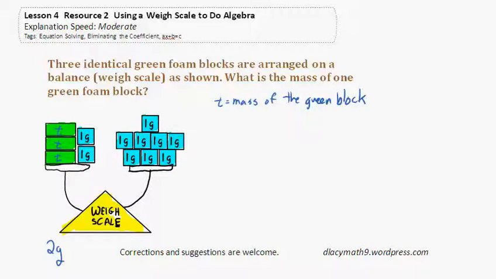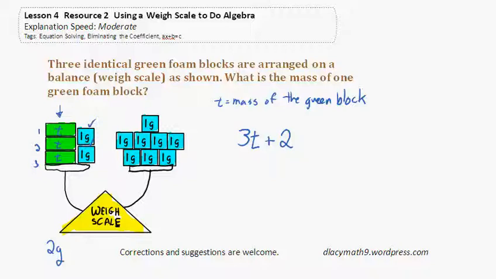Now, how many t's have I got? Well, 1, 2, 3. I've got 3 t's. So here we are. 3 blocks, 3 t's. Now, what I do with these grams is simply add them to it. I'm not going to go 1 plus 1. I'm just going to go 2. Now, these blocks here are in grams, so it means that when we do figure out what the value of t is, the weight of the block, it will be in grams as well.